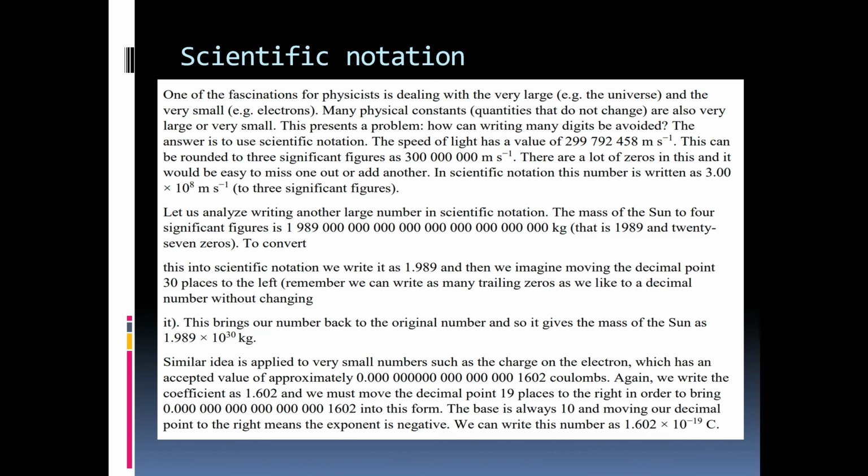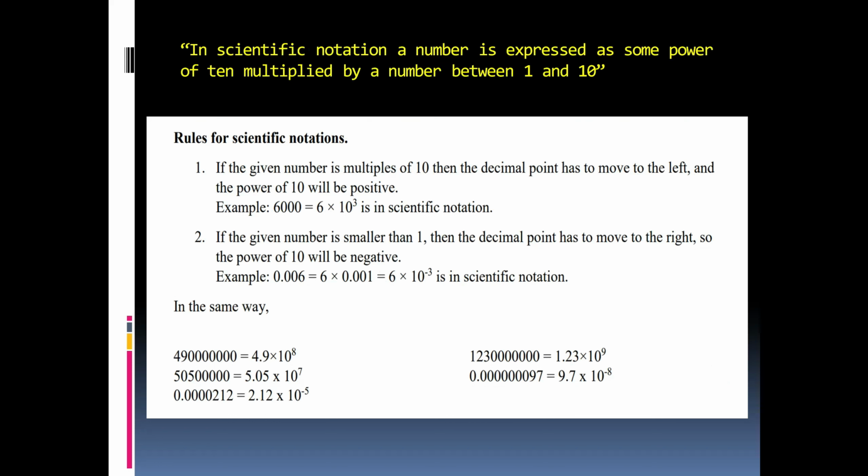In scientific notation, a number is expressed as some power of 10 multiplied by a number between 1 and 10. So this is the definition, and you can just take a screenshot of it. As I told you about the power of 10, why it's positive and why it's negative, we have two rules for scientific notation. If the given number is a multiple of 10, then the decimal point has to move to the left and the power of 10 will be positive.